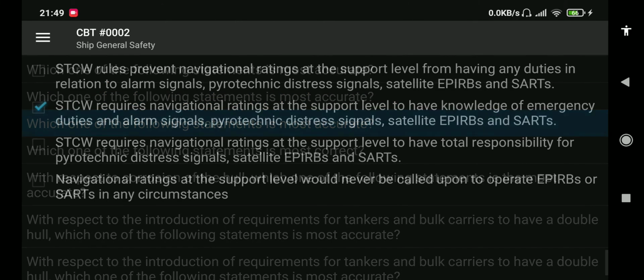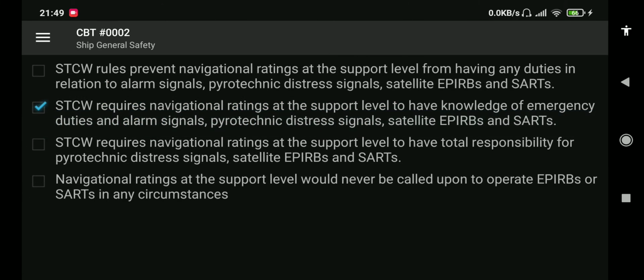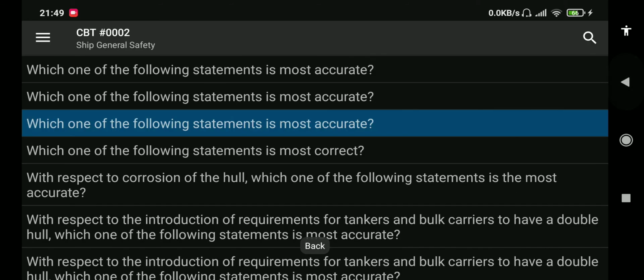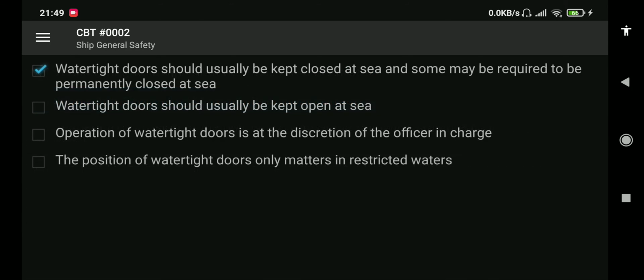Okay. Next, STCW requires navigational ratings and support level to have knowledge of emergency duties and alarm signals, pyrotechnic distress signals, satellites, EPIRBs, and SARTs. So this is mostly for the second officer and also the third officer. You must know this. Next, watertight doors should usually be kept closed at sea. Some may be required to be permanently closed at sea. Already done.